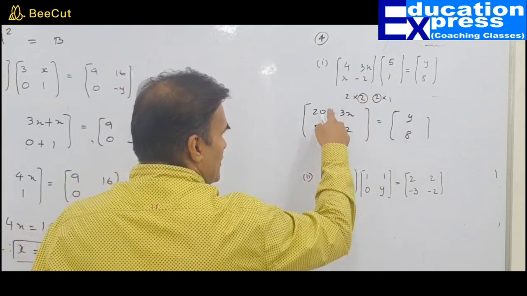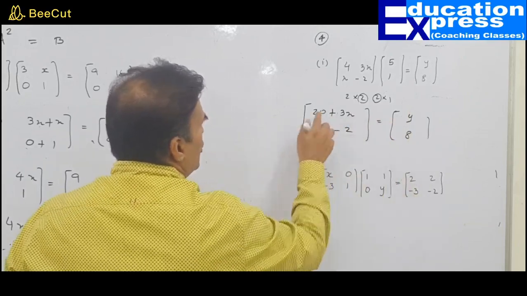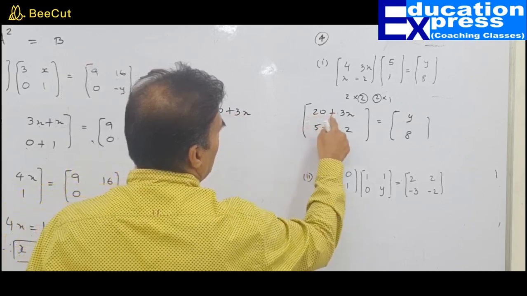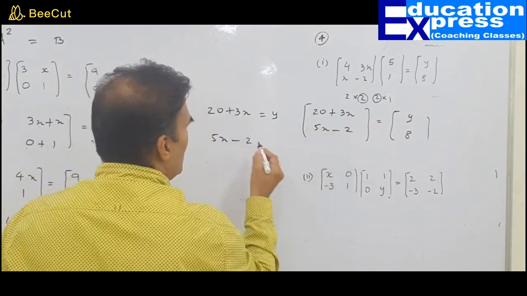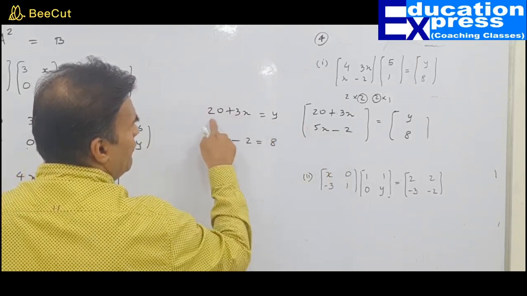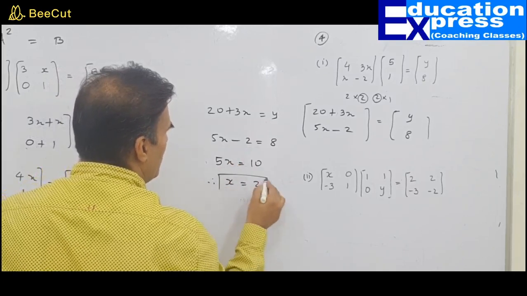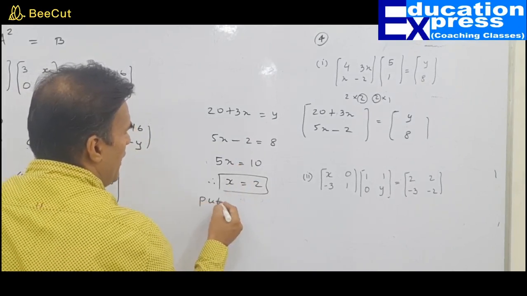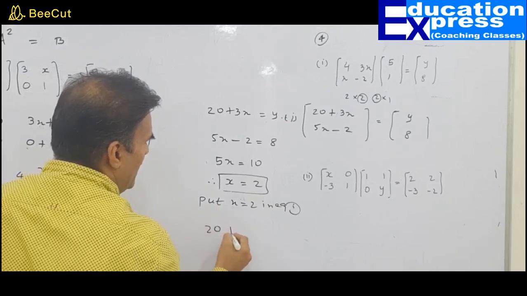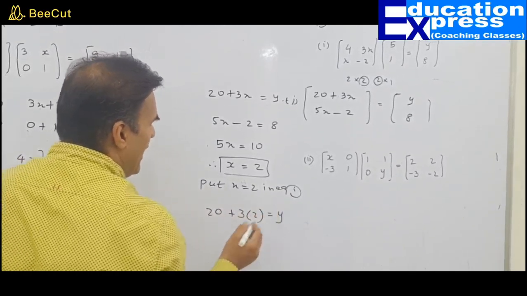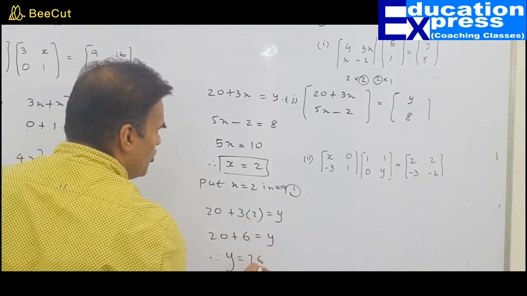Now, here also, this is a row matrix. This is a column matrix. This is also a column matrix. On comparison, you can say 20 plus 3x equals y. And the next one, 5x minus 2 equals 8. Since the first equation involves 2 variables, let me solve this one. So 5x would be equal to 10, therefore x equals 2. Since the value of x is obtained, put x equals 2 in equation 1, that is this one. So when I do so, 20 plus 3 into 2 will give you y. 20 plus 3 twos are 6, equals y. Therefore, y equals 26.